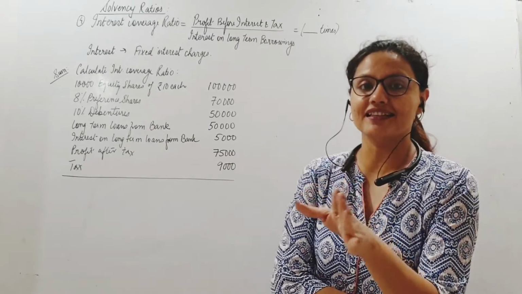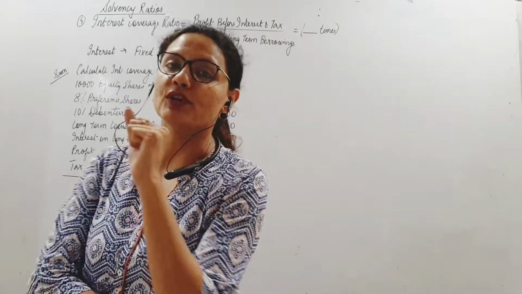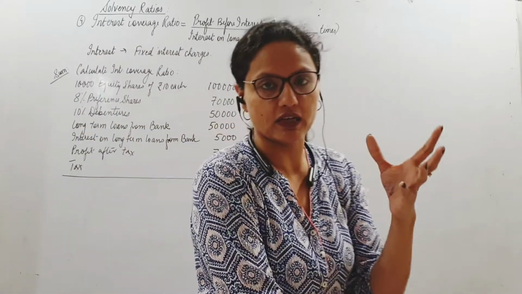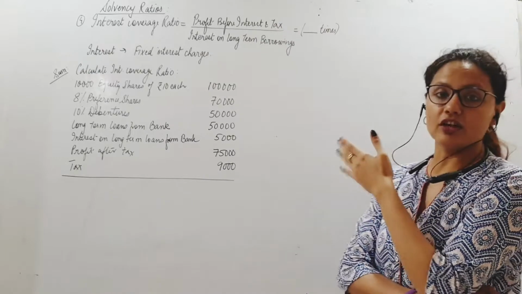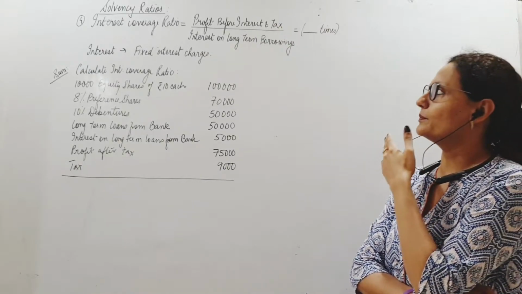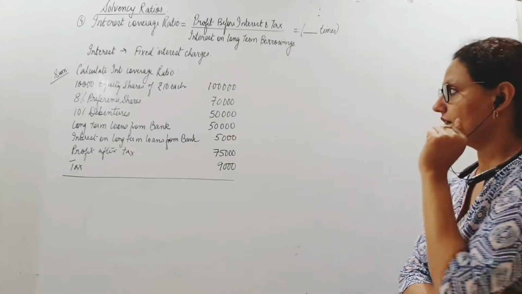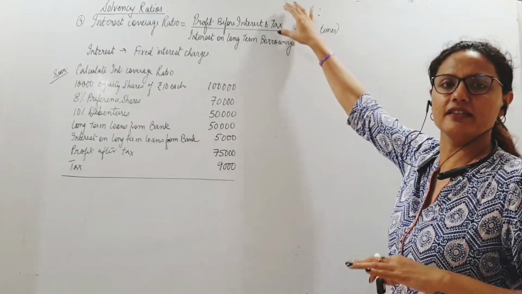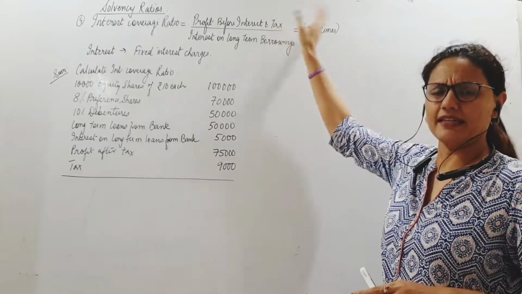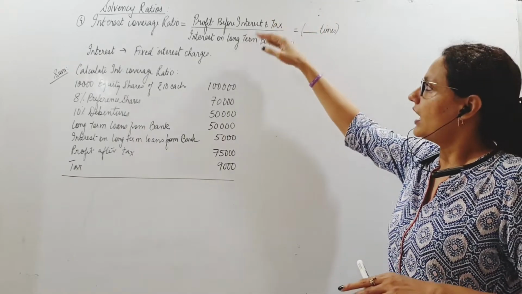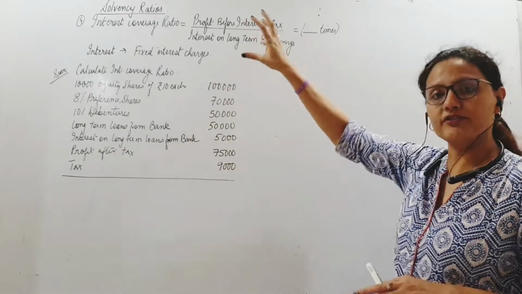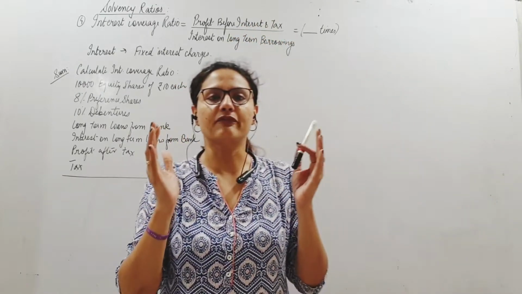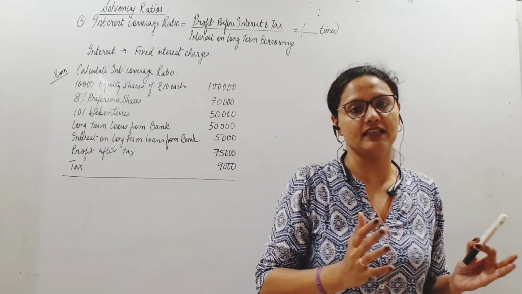Unlike the other solvency ratios which we were expressing in pure ratio, meaning 2 is to 1 or 0.5 is to 1, here we will not be showing it as a pure ratio, but as a number of times, because we are trying to find out the profit that the company has earned before it has paid tax and the interest element. How many times is that profit of the interest element? Because we want to find whether the profit is sufficient to pay interest.